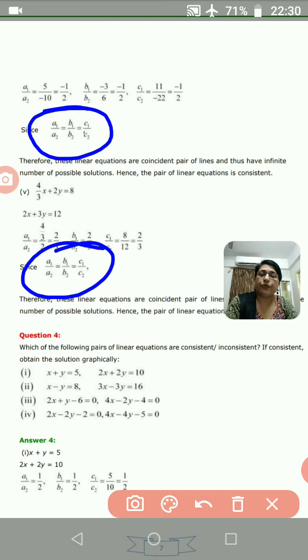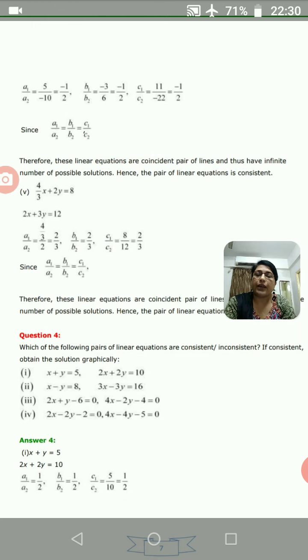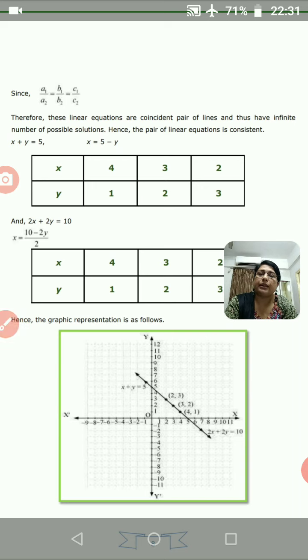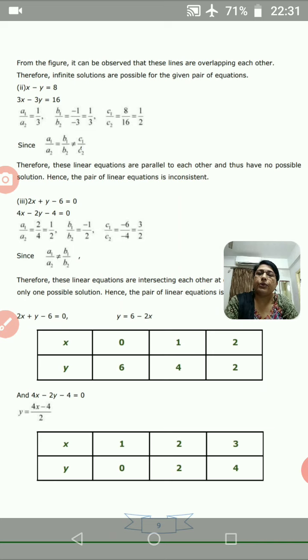Now question number 4. Here we have to say consistent or inconsistent, and if they are consistent then we obtain their solution. So we have to solve them graphically. If I draw the graph from these equations, I get the graph this way. In the first question, A1 upon A2 is equal to B1 upon B2 is equal to C1 upon C2. Therefore I will get a coincident line this way. And in question number 2, A1 upon A2 is equal to B1 upon B2 but does not equal C1 upon C2.